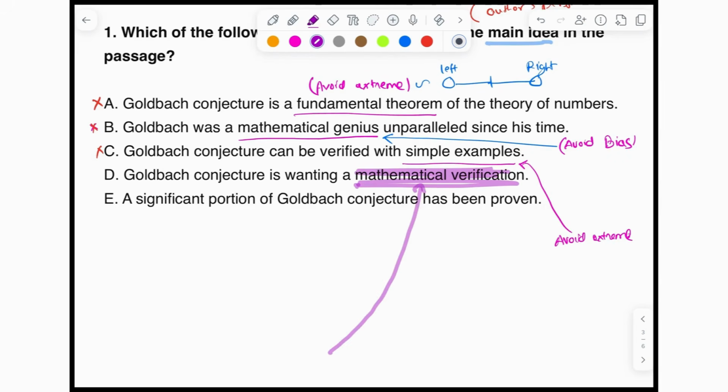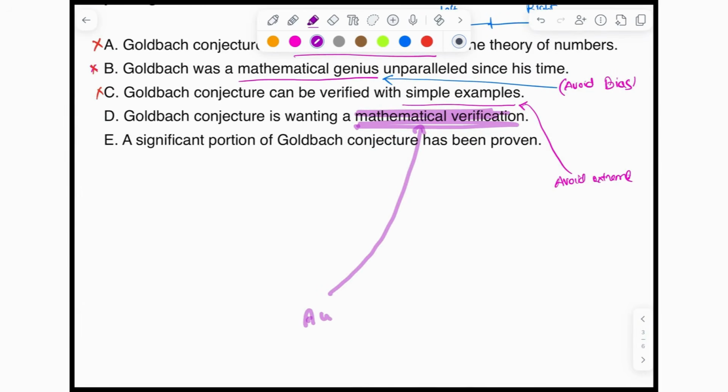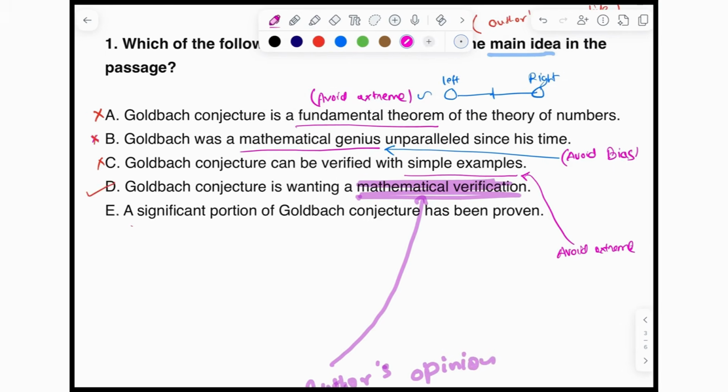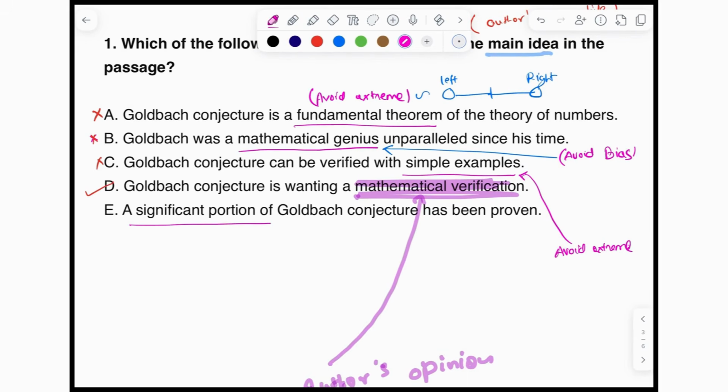Goldbach conjecture. Finally, verifying option number 5 that says even if any mathematician is very close to proving the Goldbach conjecture, it is acceptable. But the author needs complete verification, and so is the reason that option E can also not be considered.